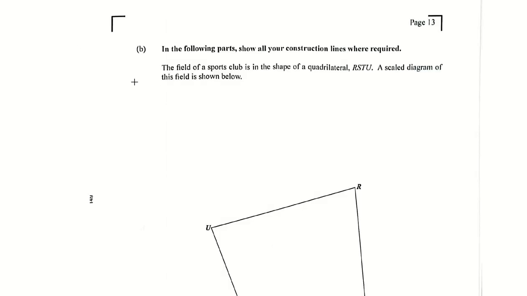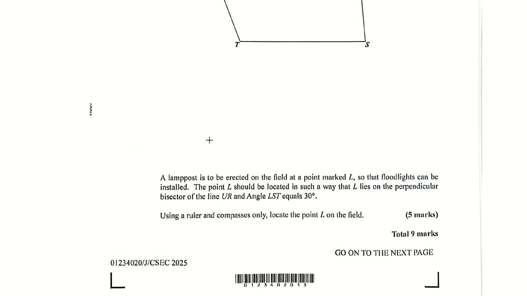So part B: in the following part, show all construction lines where required. The field of a sports club is in the shape of a quadrilateral QSTU. A scale diagram of the field is shown below. A lamp post is to be erected on the field at a point marked L so that floodlights can be installed. Point L should be located in such a way that L lies on the perpendicular bisector of the line UR and angle LST equals 30. Using a ruler and compass only, locate the point L.